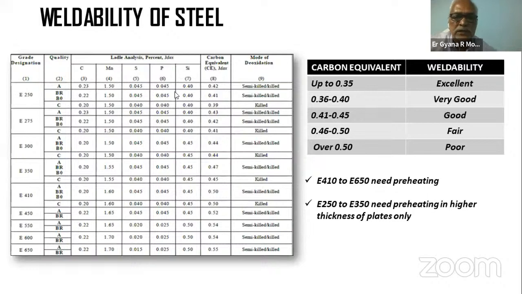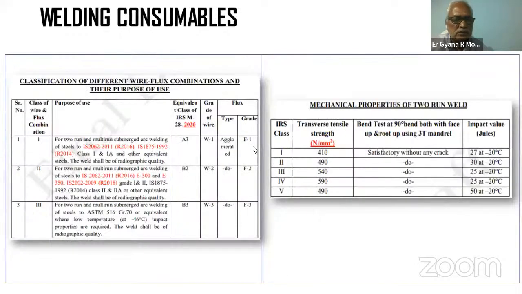So this is the carbon equivalent comparison. If you have a higher carbon equivalent, then up to 41065 we need preheat. From 253 we need preheat only because of the thickness of the plates. So carbon equivalent is a very significant factor when we are finding out the steel, welding in steel.